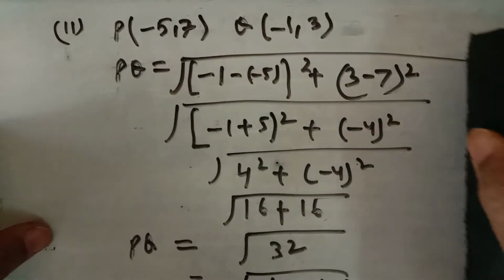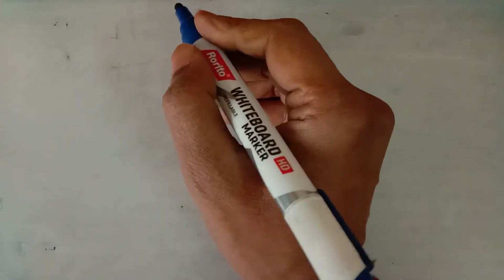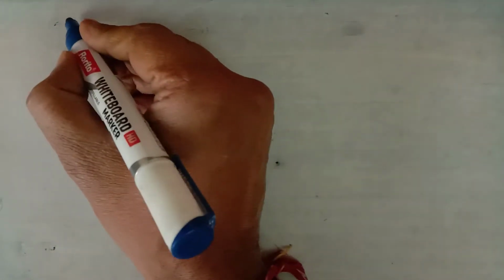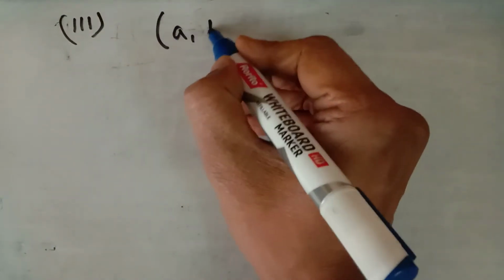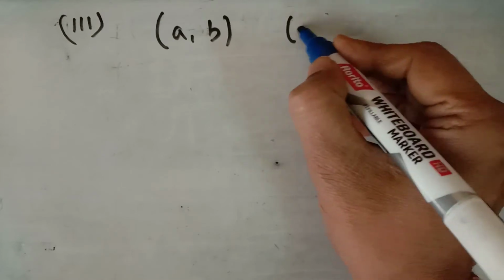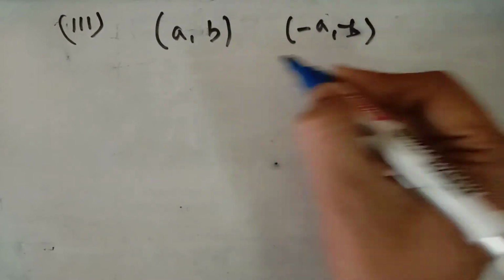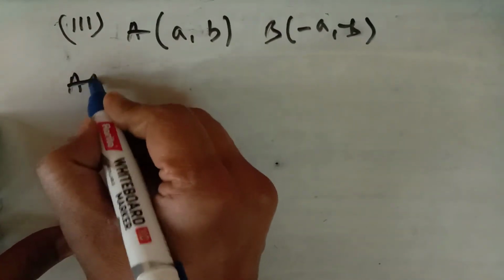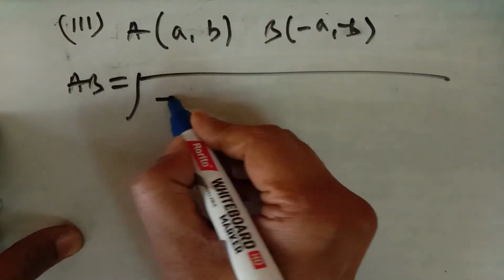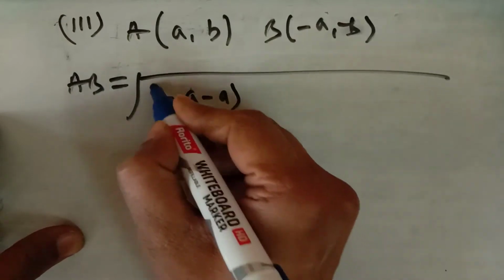So this is the distance formula we are doing, and we have discussed the formula at the start of this lecture. And we have the third part. The 2 points are A, B, and the second point is -A, -B, and you have to find the distance between these 2 points. So I have taken that distance formula, which is equal to (x2 minus x1) whole square.